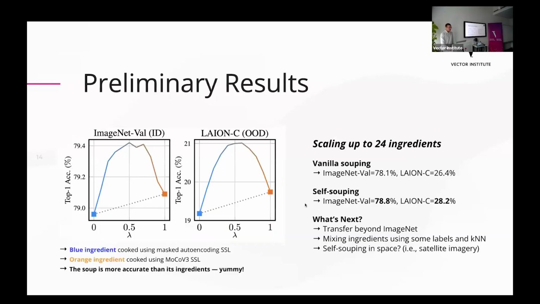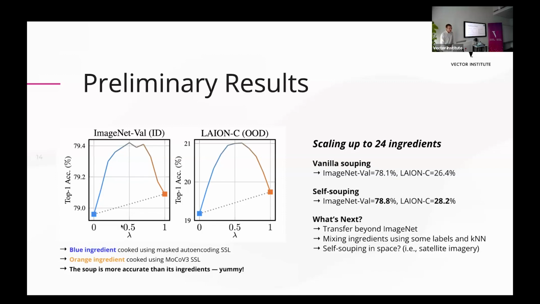And so preliminary results, basically the blue ingredient, which is a model over here, we fine-tuned that with a reconstructive pretext task. So like hide the patches and predict the hidden patches. And then the orange ingredient we trained with a contrastive learning objective, which pulls together representations of the same sample and pushes away other samples.